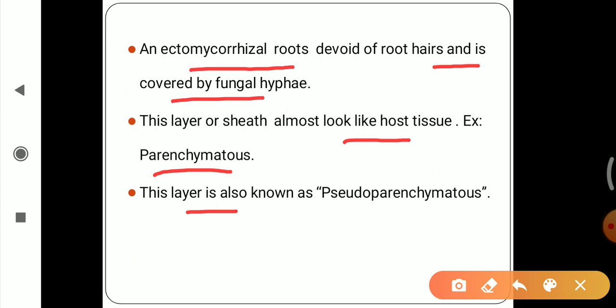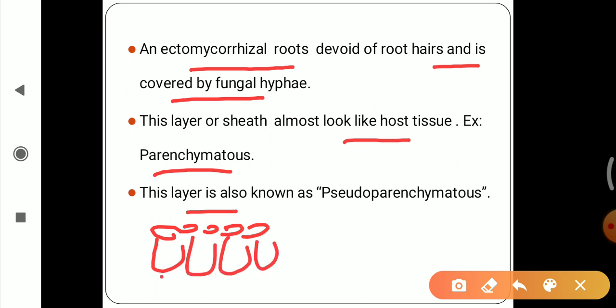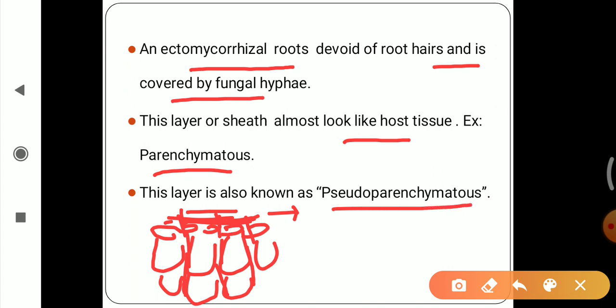Simply, as we know, Ectomycorrhizae do not have root hair, but they show it this way. This is the cortex. The fungus will penetrate between the space of the epidermis and the cortex, and it will form a structure like this. This is known as the pseudoparenchymatous sheath-like structure.